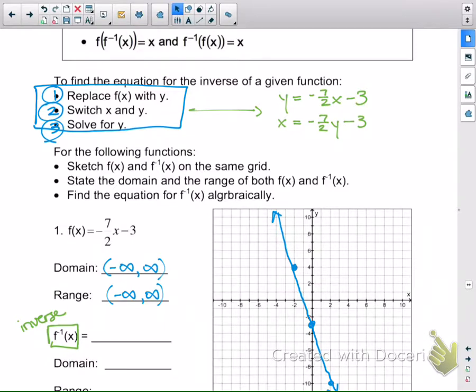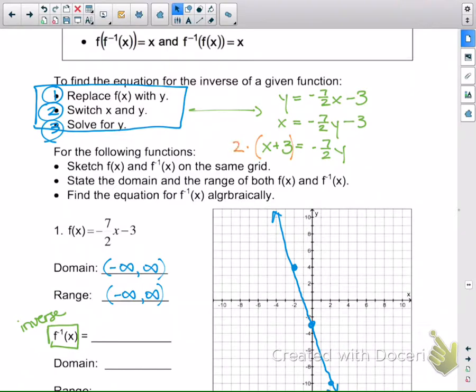So how do I get y by itself? Add 3. Now, for those of us that don't like multiplying by the reciprocals of fractions, what else could I do? How do I get rid of divided by 2?